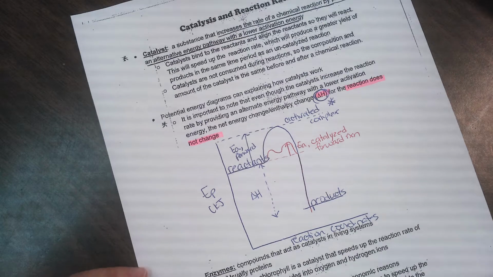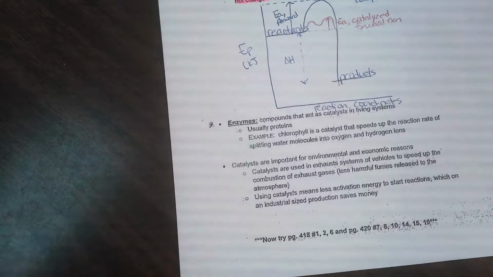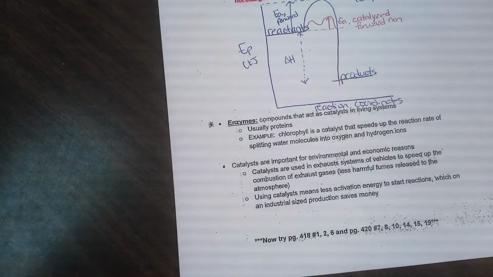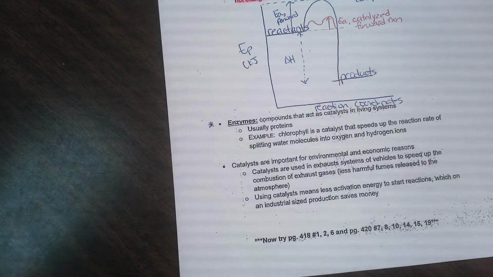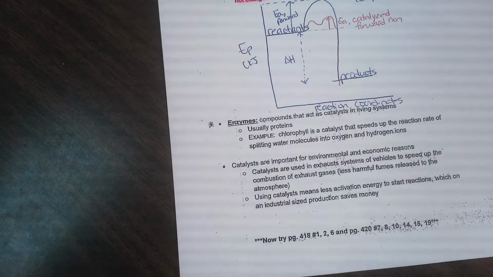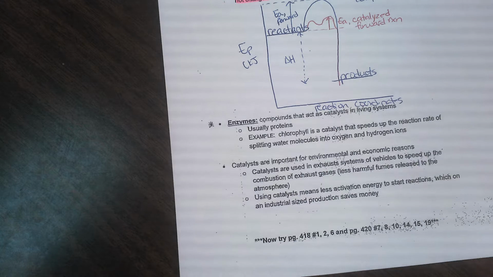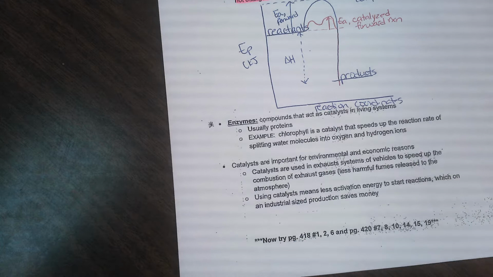Now, where do we see this in real life? Well, lucky you guys are in Bio 30. Enzymes. Enzymes are our catalysts in living systems. We see amylase. Amylase is used to help break down starches in our mouth. We see lipase. Lipase is used to break down fats. We see lactase. Lactase is an enzyme used to help break down milk.